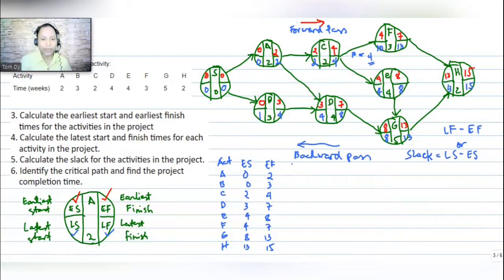For LS, we have 0, 1, 2, 4. And then for E, F, G we have 4, 10, 8. And then for H we have 13.